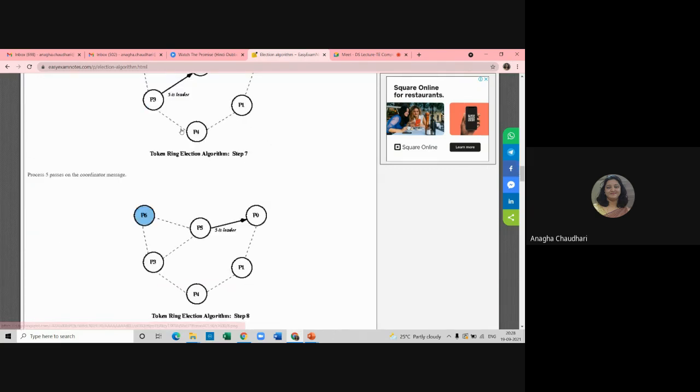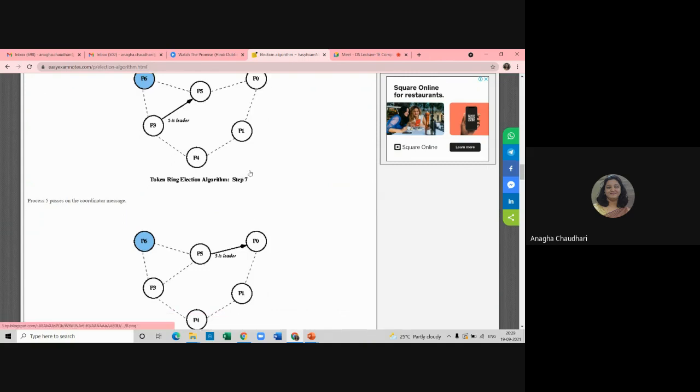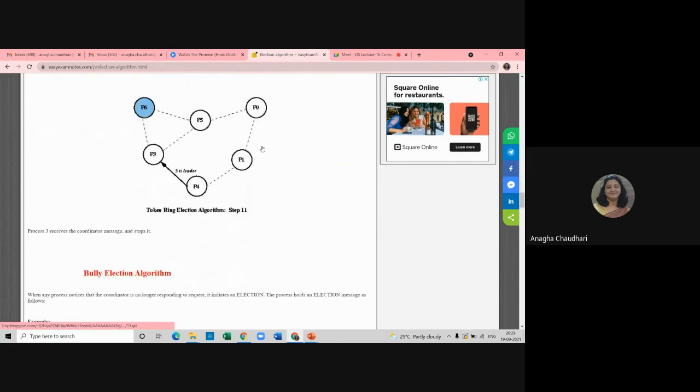Now, as 5 is the leader, this information that 5 is the leader will be notified to all. Then 5 will carry on the process, and so on, till it crashes, and then again the method goes with the other one, right? Otherwise, it will be continued in a ring structure.